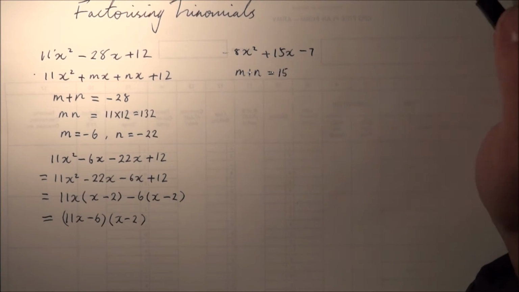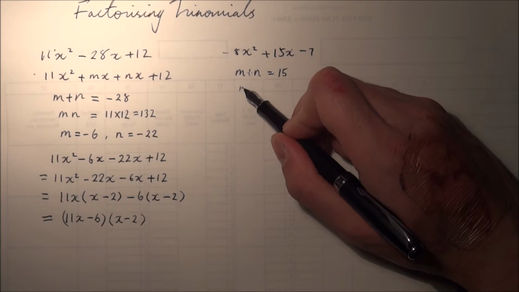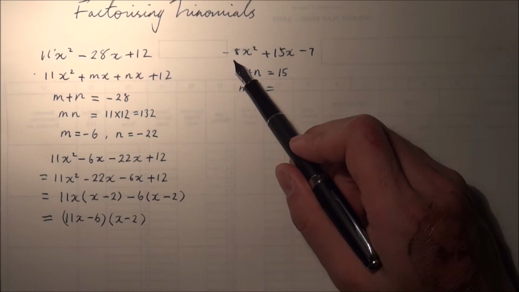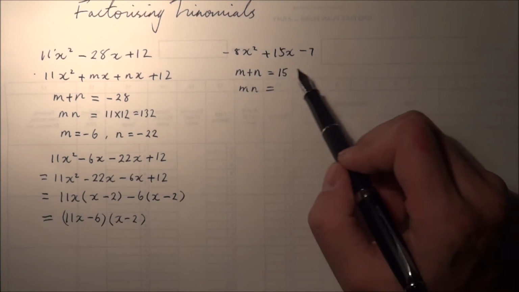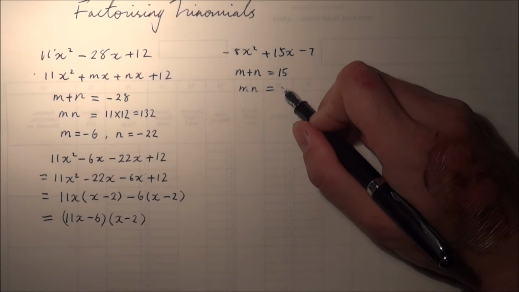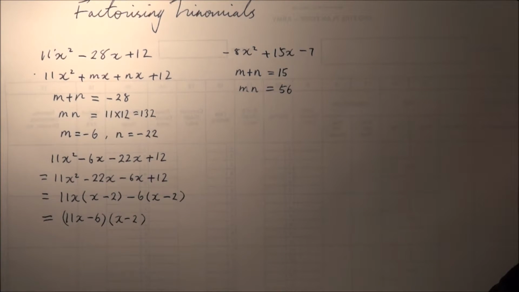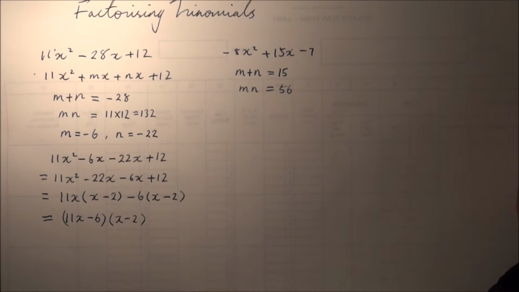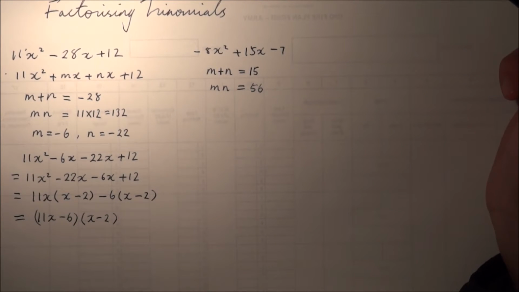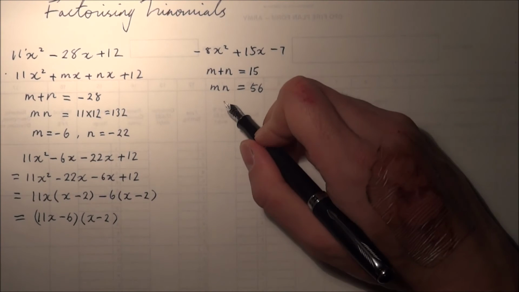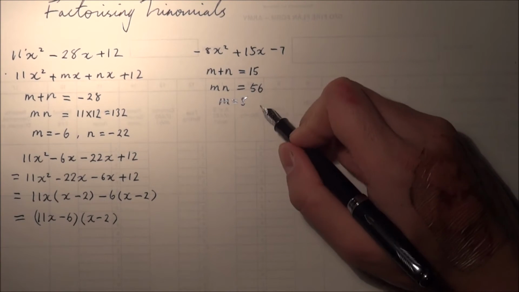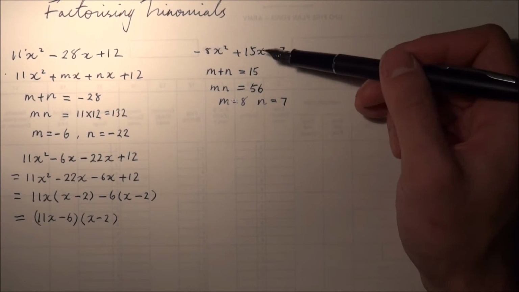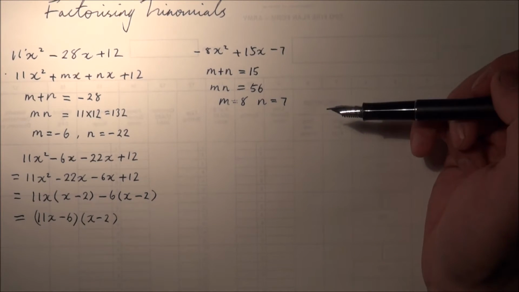So m plus n, their sum is 15, and their product, m times n, has to be the same as the product of the coefficient of x squared and the constant term, which is negative 8 times negative 7, that's positive 56. So we are looking for two numbers. When we add them, they equal 15. When you multiply them, they equal 56, and of course they are 8 and 7. So m equals 8, n equals 7, and that's how we break the middle term 15x down. We break it down to 8x and 7x.